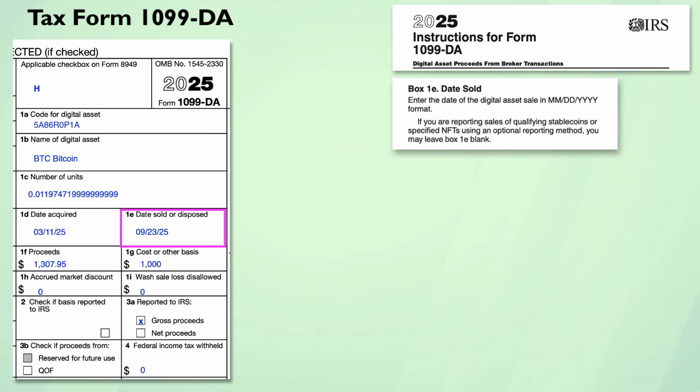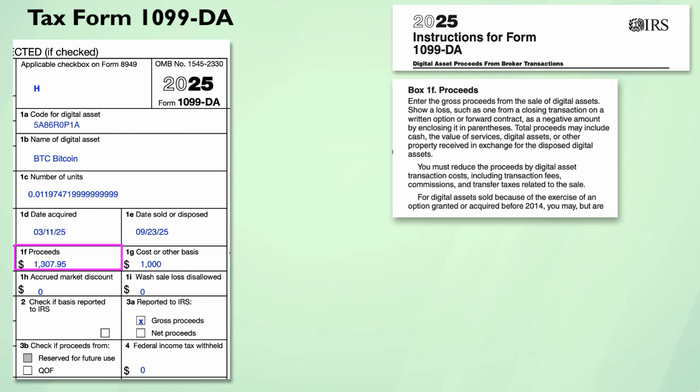Box 1E shows the date the asset was sold or exchanged. In this example, Luca sold his Bitcoin on September 23, 2025. Box 1F shows the proceeds from the transaction. This is the total amount you received from the sale.